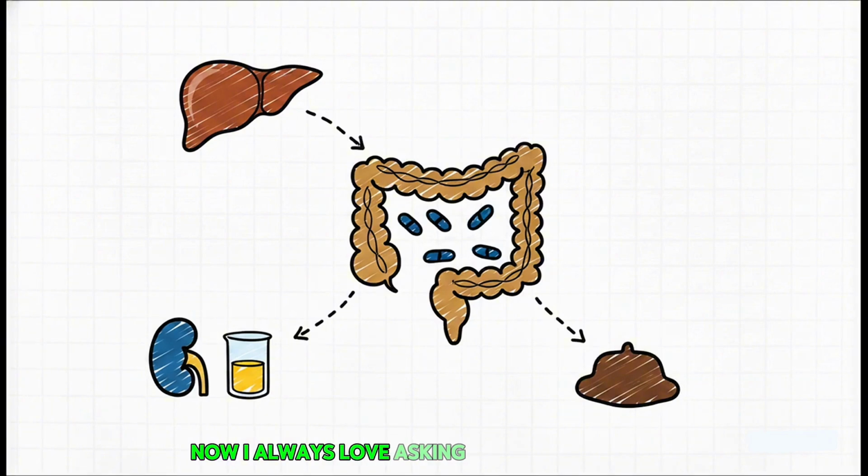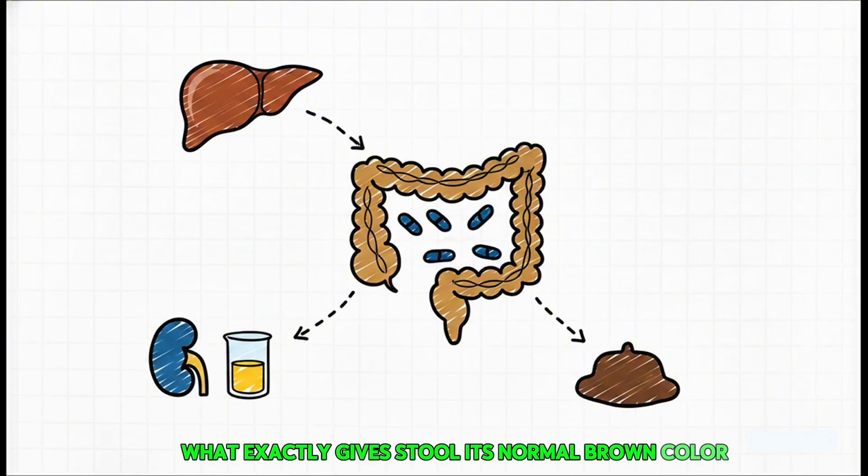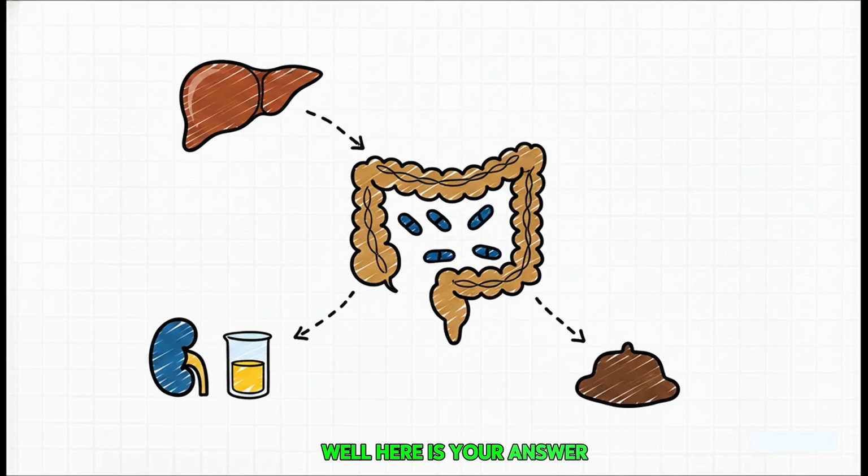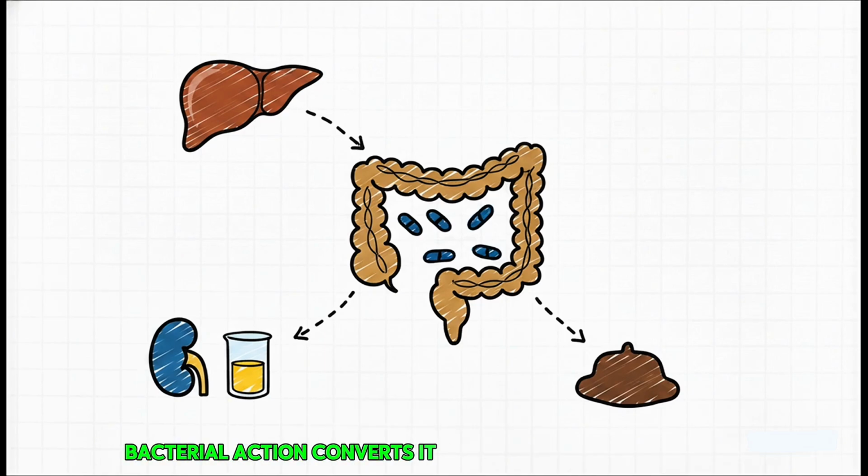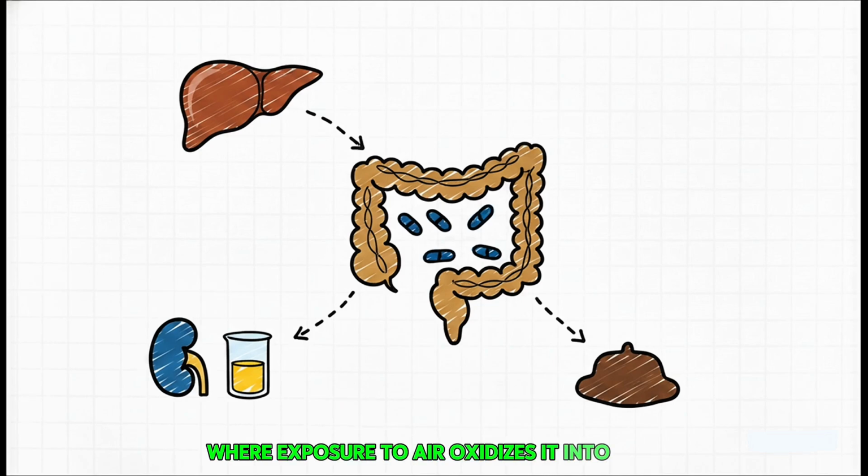Now, I always love asking my students on rounds, what exactly gives stool its normal brown color? Well, here is your answer. Once that conjugated bilirubin reaches the gut, bacterial action converts it into a highly soluble substance called urobilinogen. The body is incredibly efficient, right? So it reabsorbs about 50% of this urobilinogen straight back into the blood via the enterohepatic circulation to be used again. Of the portion that stays in the blood, the kidneys filter about 5% into the urine, where exposure to air oxidizes it into urobilin.